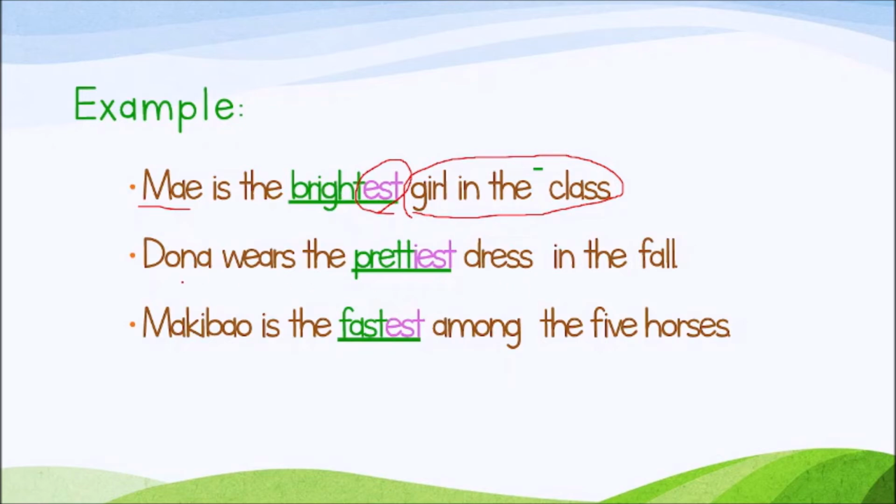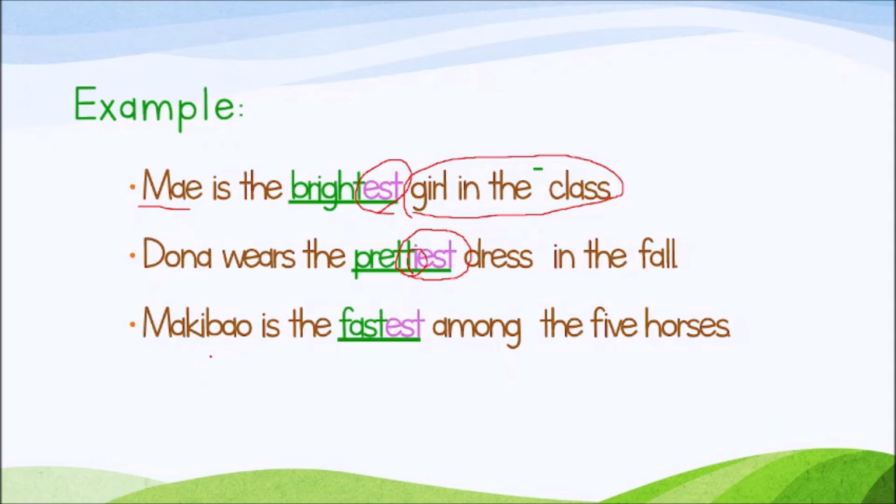Next, Donna wears the prettiest dress in the fall. So we are comparing the dress of Donna to all of the dresses in the fall. And because she has the prettiest, it means it is already in superlative degree. So we add IEST. Because pretty ends with Y, we have to change Y to I and add EST.